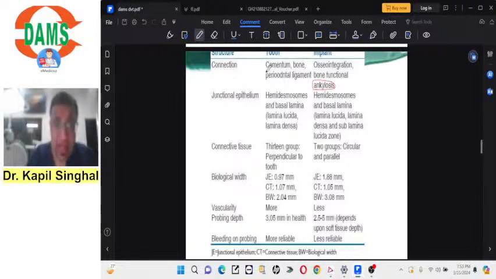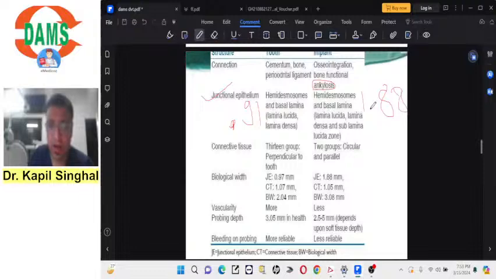Okay. In tooth and implant, in both, junctional epithelium is present. दोनों में ही junctional epithelium होती है. Tooth में the junctional epithelium is 0.97 millimeters. And in implant, it is 1.88 millimeters. कितना होती है? 1.88 millimeters. It means the junctional epithelium is wider. It is almost double in implant as compared to a tooth.